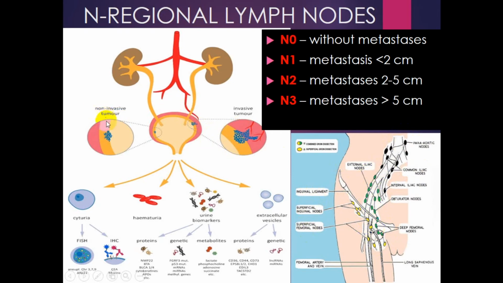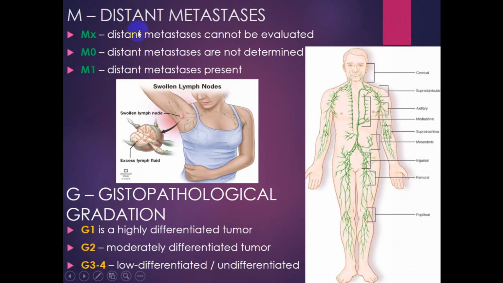Here you can see invasiveness of tumor to the muscles or other structures, and some markers in diagnostic. Maybe cyturia, hematuria, presence of organic matrix, and extracellular vesicles. Distant metastases from M0 to M1, present or not present, or can't be evaluated.